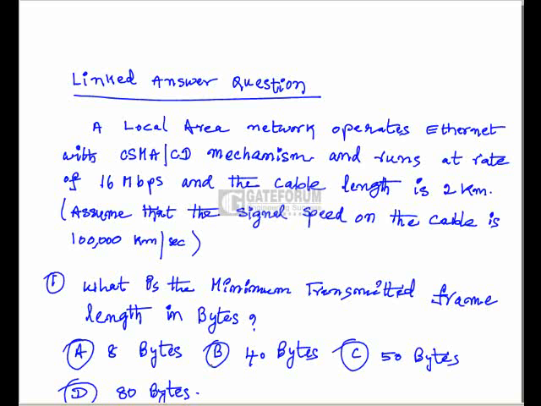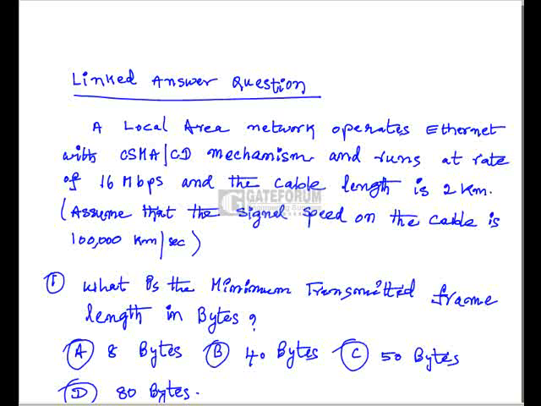Next question. A local area network operates Ethernet with CSMA/CD mechanism and runs at a rate of 16 Mbps, and the cable length is 2 km. Assume that the signal speed on the cable is 1 lakh km per second. What is the minimum transmitted frame length in bytes? So here we need to find out the propagation time and the round trip time. Within the round trip time, how many bits we are able to transfer. Based on that, we need to find out the minimum frame length.